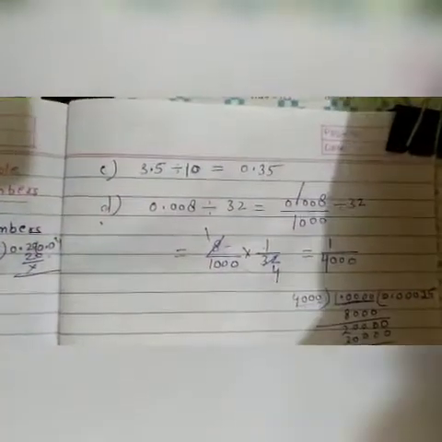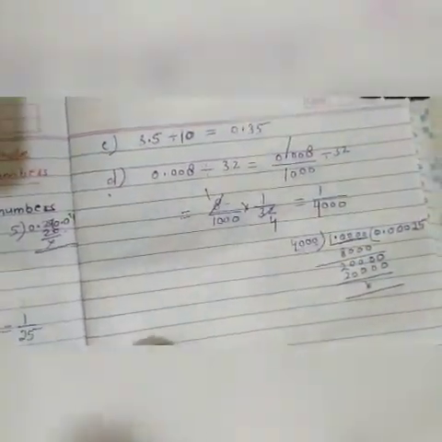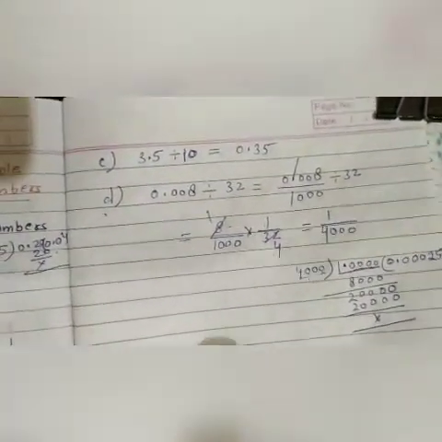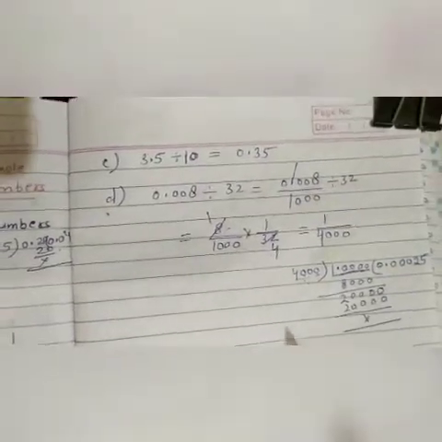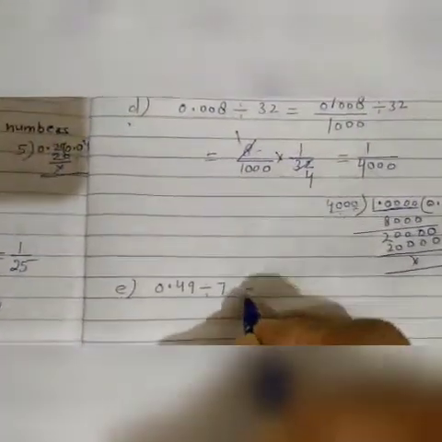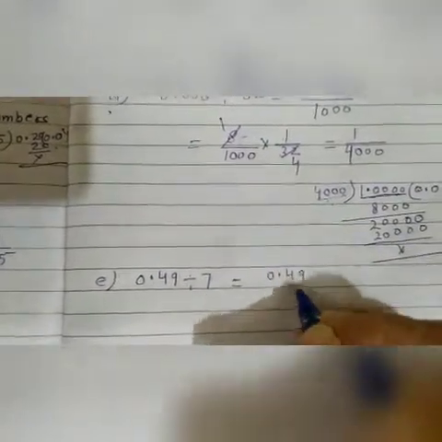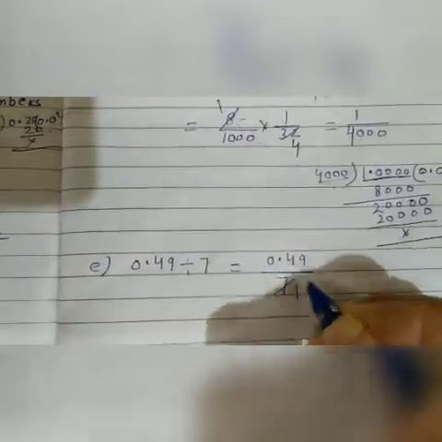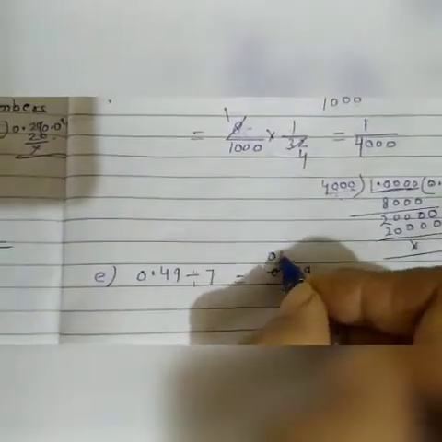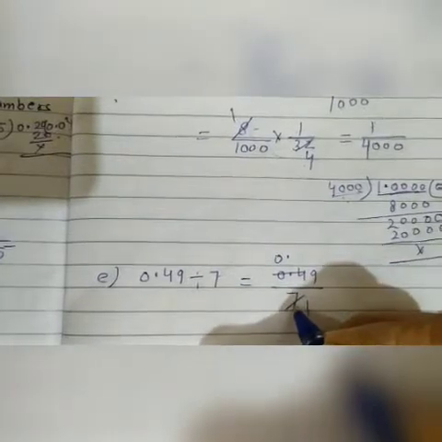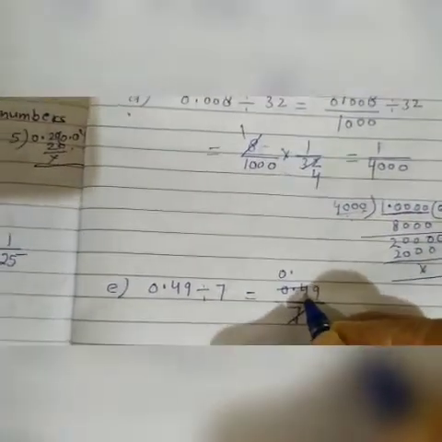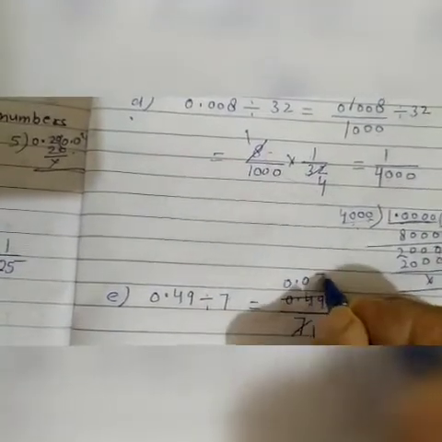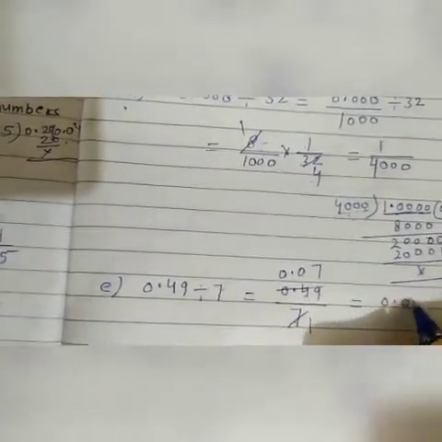Next part, E. In E part, we have to divide 0.49 by 7. Now we will write it as 0.49 upon 7. It can be simplified directly. 7 1s are 7, 0, then this decimal. Again we cannot read the table of 7 under 4, then 0. Now we will take it 49. 7 7s are 49. It is 0.07.